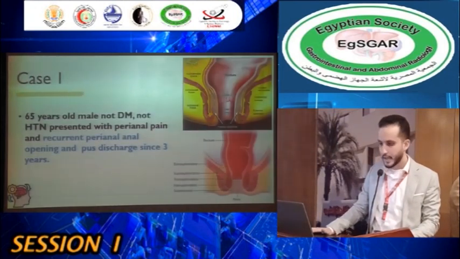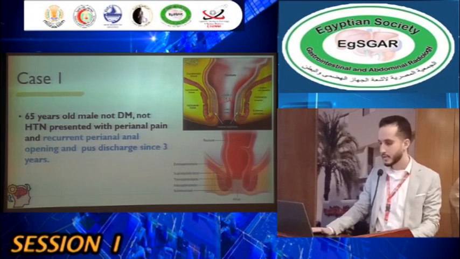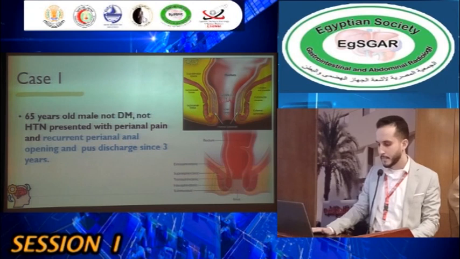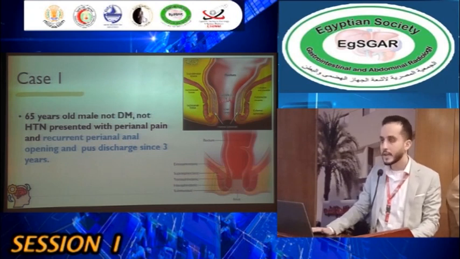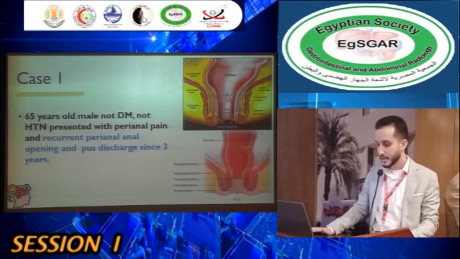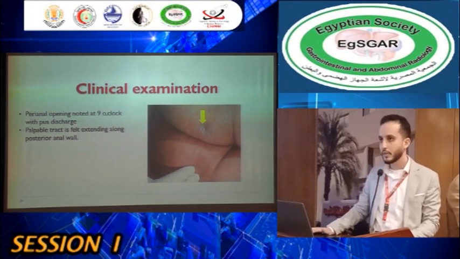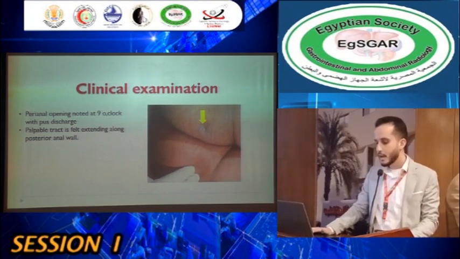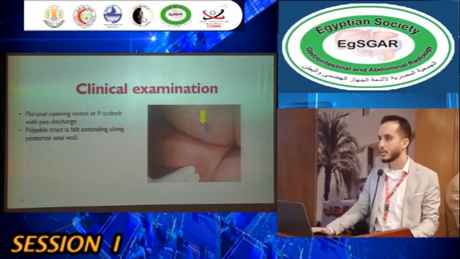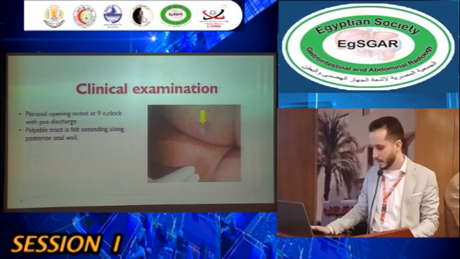Our case for today is a 65-year-old male, not diabetic, not hypertensive, presented with perianal pain and recurrent perianal opening and recurrent pus discharge since 3 years. By clinical examination, we found a perianal opening noted at 9 o'clock with pus discharge, and a palpable tract is felt extending along the posterior anal wall by per-rectum examination.